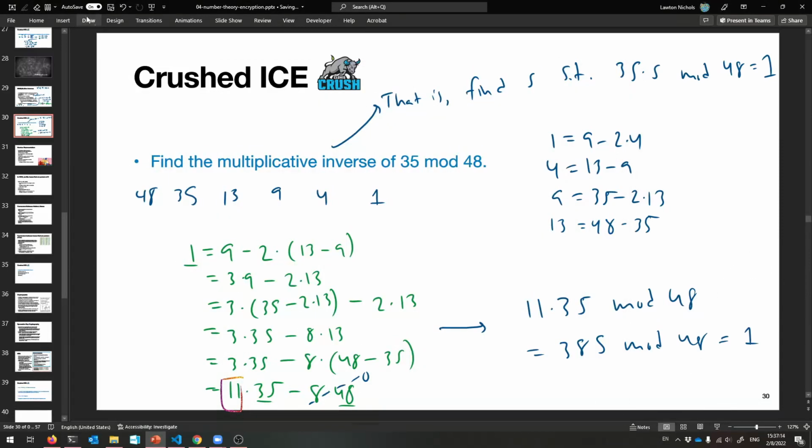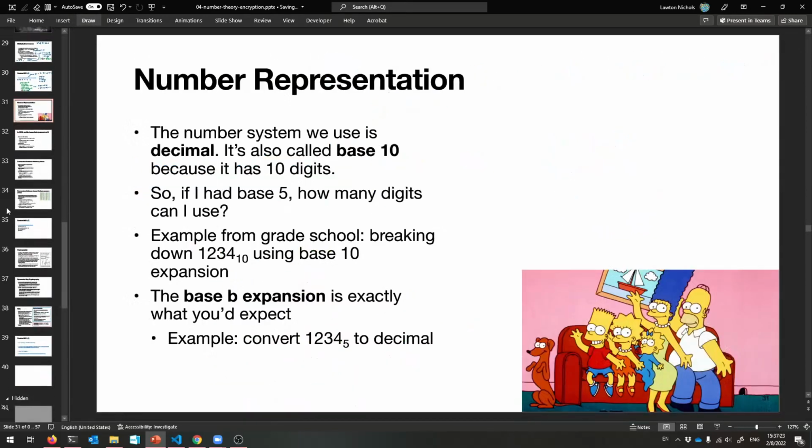Okay? So it is a long process, but it gives us a very important number. Okay? That's going to be very helpful for when we talk about encryption. Just a few slides from now.